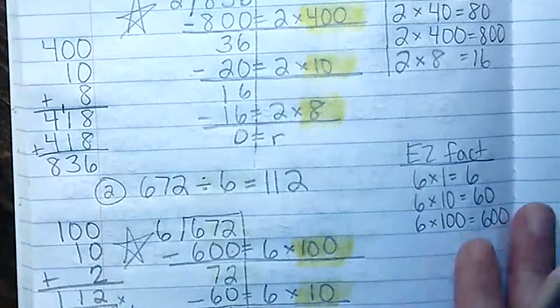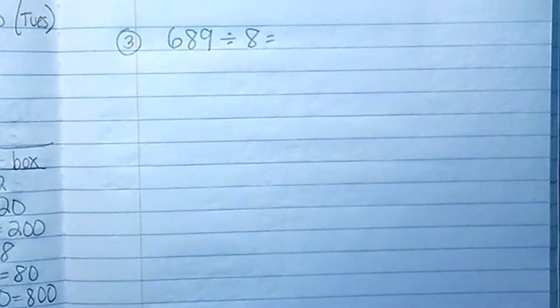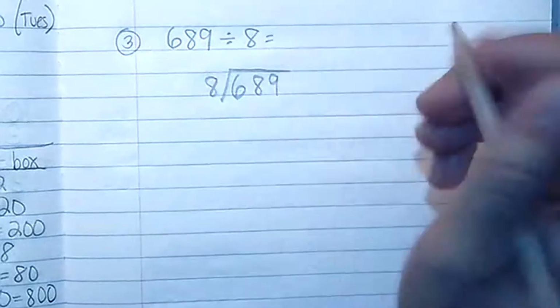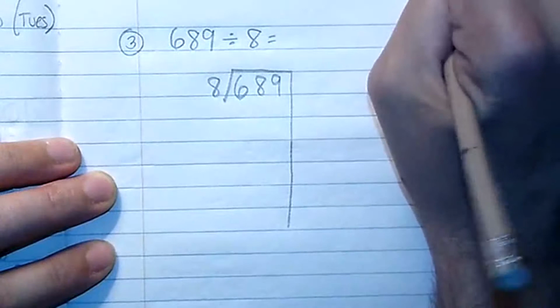All right. I'm going on to the next page here. This is our last one for notes. Number 3. 689 divided by 8. So I have to start by rewriting it. 689 divided by 8. And I know I'm going to need an easy fact box.